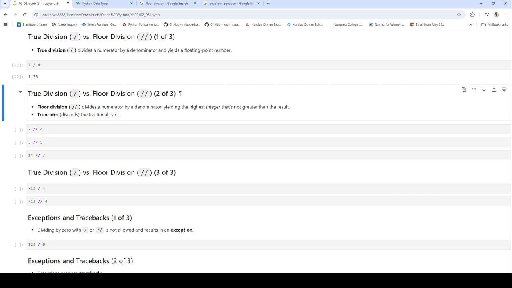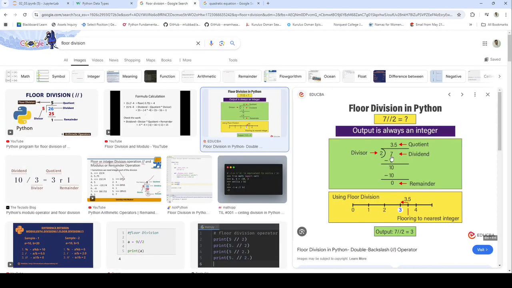There is another type of division called floor division. How is it different from the true division? So let me explain it here. Assume we're having 7 and we're going to divide it by 2. Okay, so the remainder is 1 and the quotient will be 3.5. But the floor division never takes the fraction part. It only takes the whole part. So it will truncate that, round it off to the floor. That means to the smallest integer.